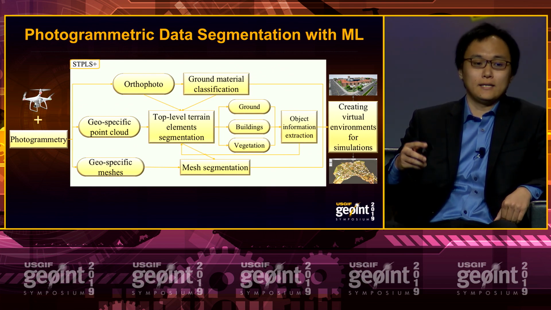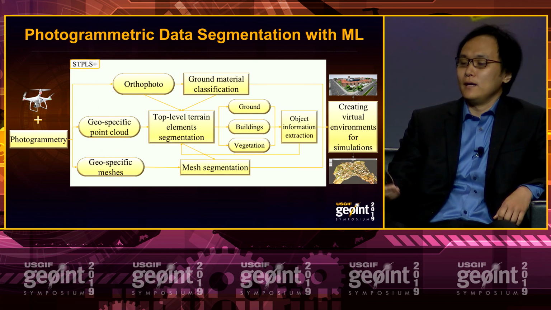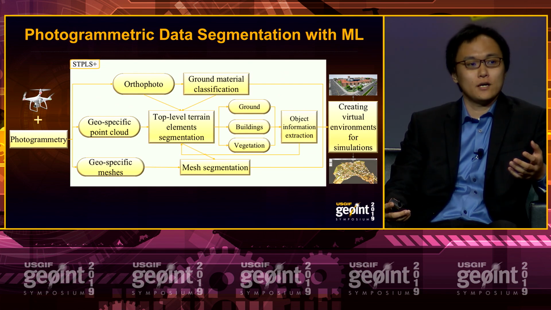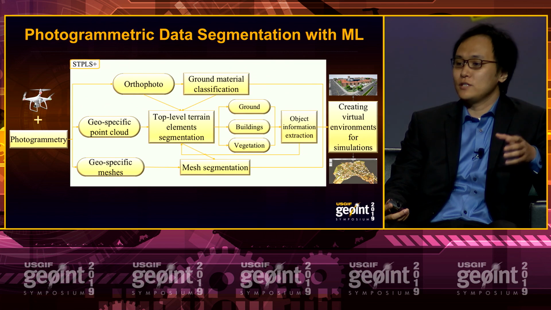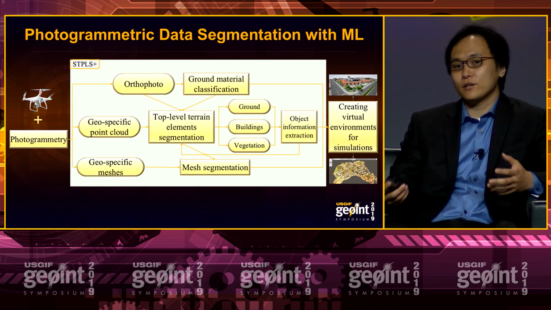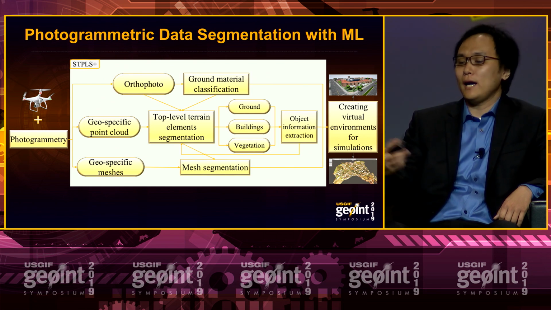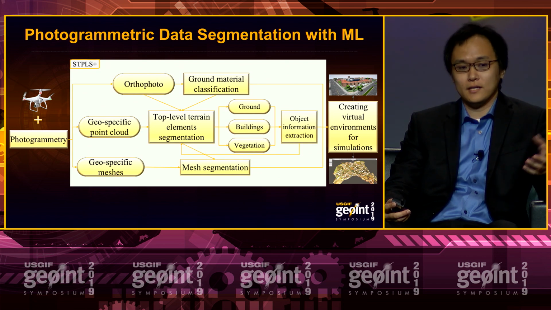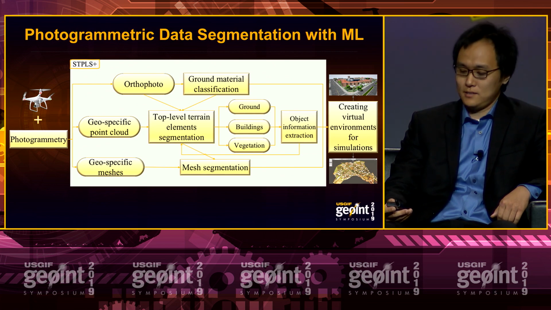We first identify the ground materials like paved road, dirt, grass. From the ortho photo, we classify the point cloud into top-level terrain elements like ground, man-made structures, vegetation. Then we extract the object information such as building footprint, roof styles, the individual tree locations, the width, height, and we are currently looking into windows, doors, light poles, cars, those small objects. Once we have the point cloud segmented, we can segment the mesh based on the result from the point cloud segmentation. And those segmented meshes can be used for creating the virtual environment for simulations.